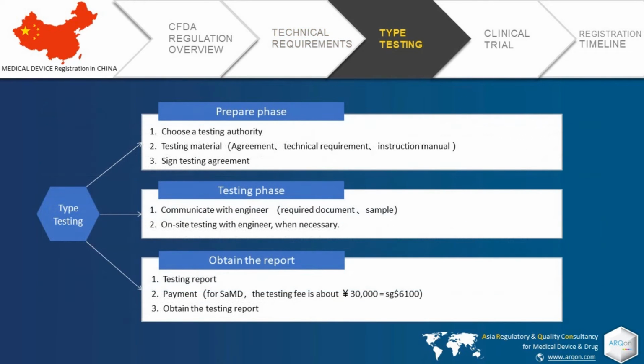After fulfilling the technical requirements, there is a need to undergo type testing, a process of testing products and obtaining testing reports by a designated third party. Type testing is a must for all Class 2 and Class 3 medical devices. Type testing consists of 3 processes: the prepare phase, testing phase, and obtaining of test report.